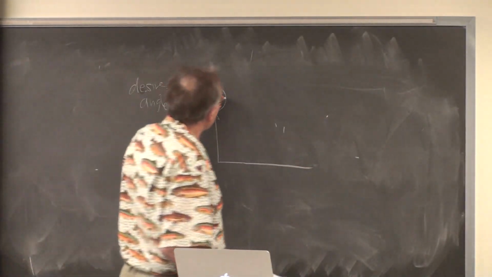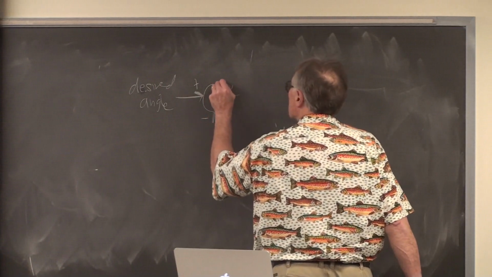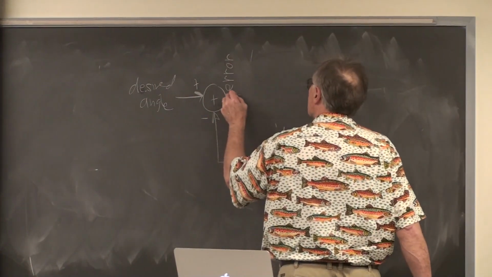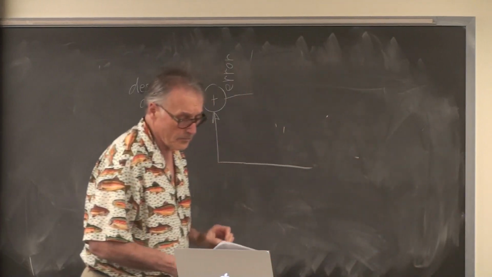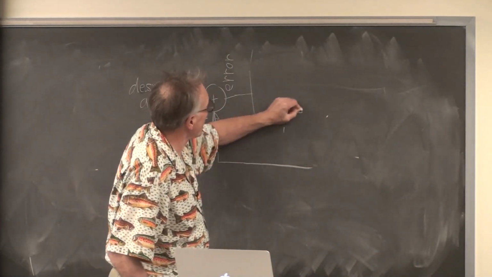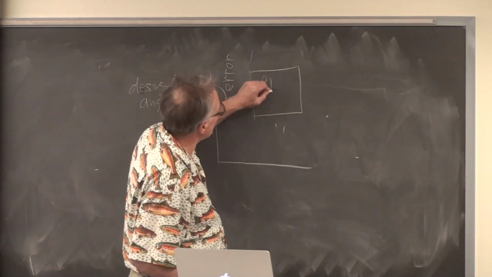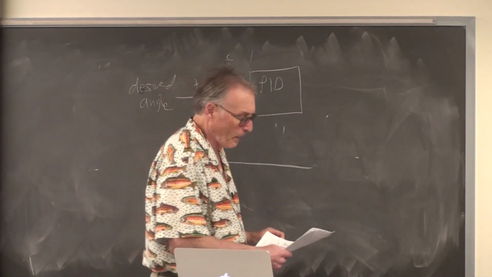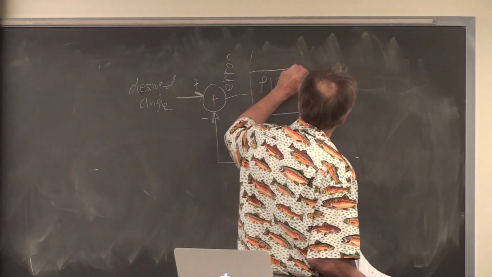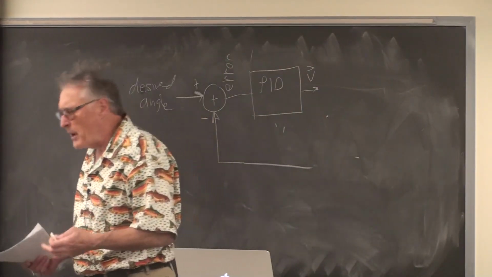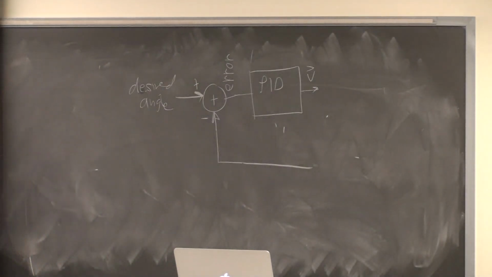So we're going to then calculate some error in the angle. Then we're going to have some calculation which says, how do we want to set a voltage? We're just going to call this the PID algorithm for now. And out of here is going to come a voltage specification. It's actually going to be a PWM specification, but it's proportional to voltage.